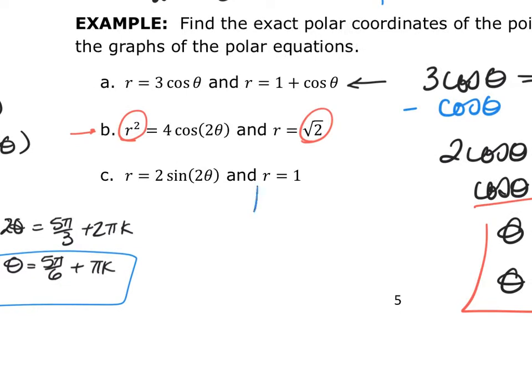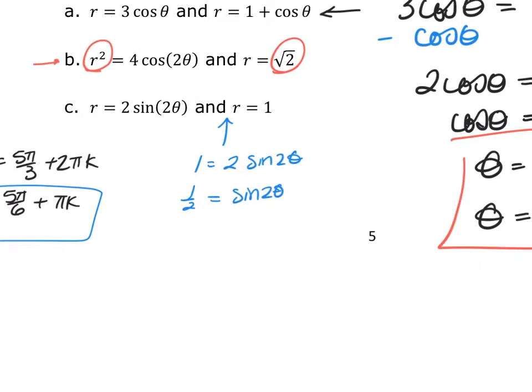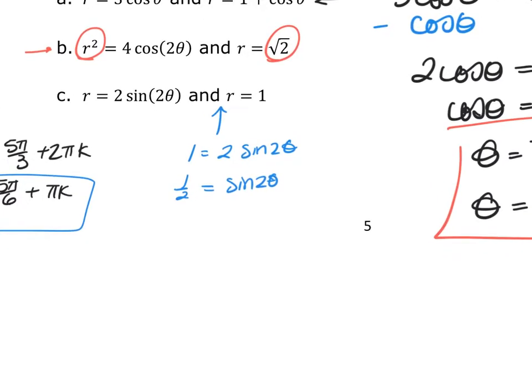All right, so now let's do this last one here. So again, I'm going to do substitution. 1 is equal to 2 sine 2 theta. Divide both sides by 2. So 1/2 is equal to the sine of 2 theta. And I ask where the 2 theta, in other words, where my angle is equal to 1/2 on the unit circle. That happens at pi over 6 plus 2 pi k, and it happens at 5 pi over 6 plus 2 pi k.